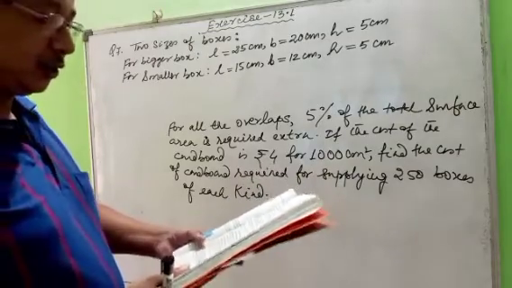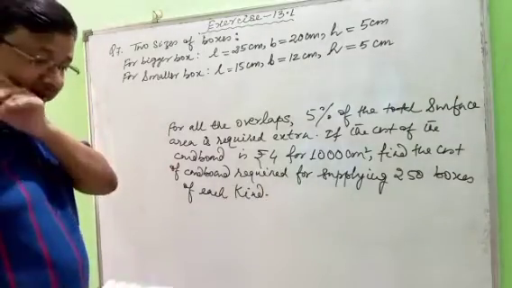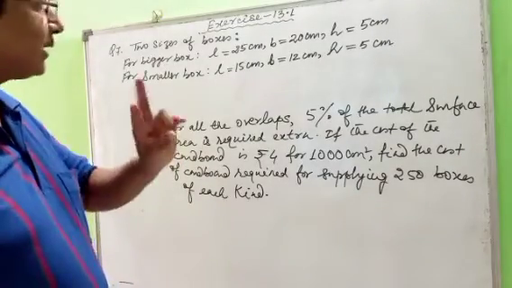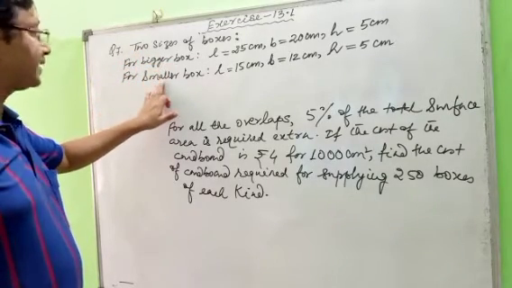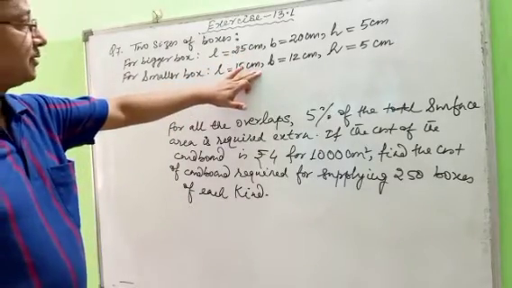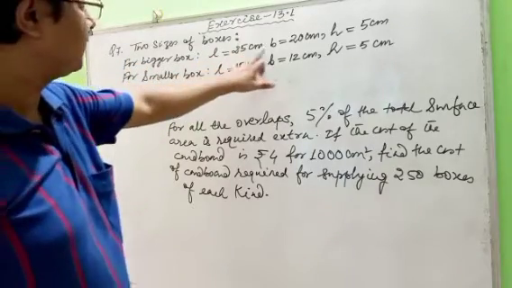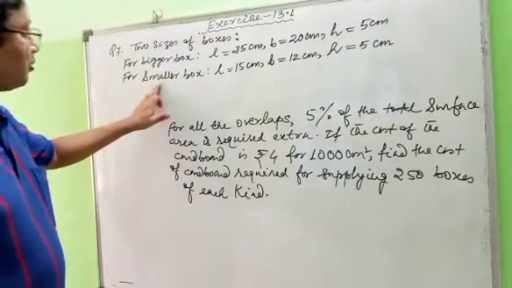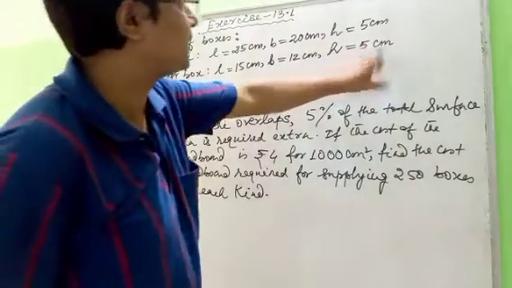their sweets. Two sizes of boxes were required. So here they have given that Santi sweet stall was placing an order for making two types of boxes. One is the bigger box, second is the smaller box. They have given their respective dimensions. For the bigger one, length is 25, breadth is 20 and the height is 5 centimeter. And for the smaller box, length is 15 centimeter, breadth is 12 and the height is 5 centimeter.